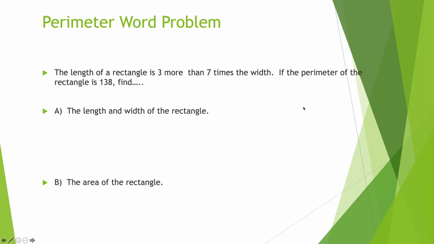All right, so you know I always like to draw a picture. There's my picture. Actually, the computer draws it a lot better than I do. And this time it doesn't say it's 7 less than, it says 7 more than. So we got to put 7w plus 3, not minus 3. Remember, if the top is 7w plus 3, the bottom is 7w plus 3. If the left is w, the right is w. Okay? And it says the perimeter is 138.